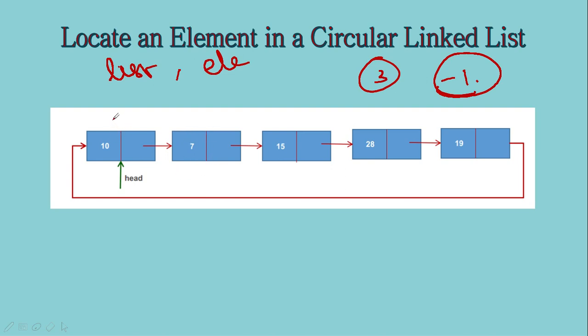So what we can do is, we can have a temporary pointer, initialize that to head, and have a counter, and initialize that to 1. We will check if the data part of temp is equal to the element we are searching, then we will return counter. Otherwise we have to move to the next node. And we do this till we reach the last node. In a circular linked list, the next part of the last node is equal to head. So we will stop as soon as we reach the last node.